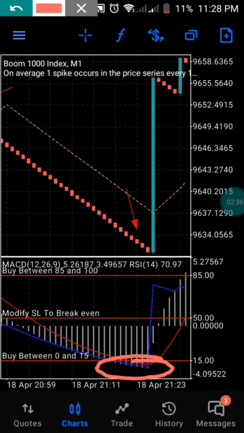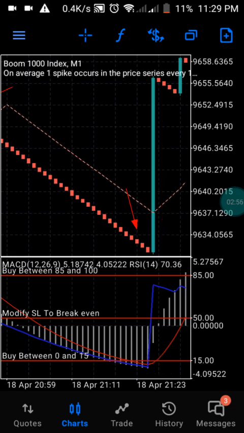But when you have your confirmation, when you have your MACD red 9 joining also with the RSI, joining together below 15, my guys, this is the right time for you to enter the market, and you can easily catch your spike, guys.